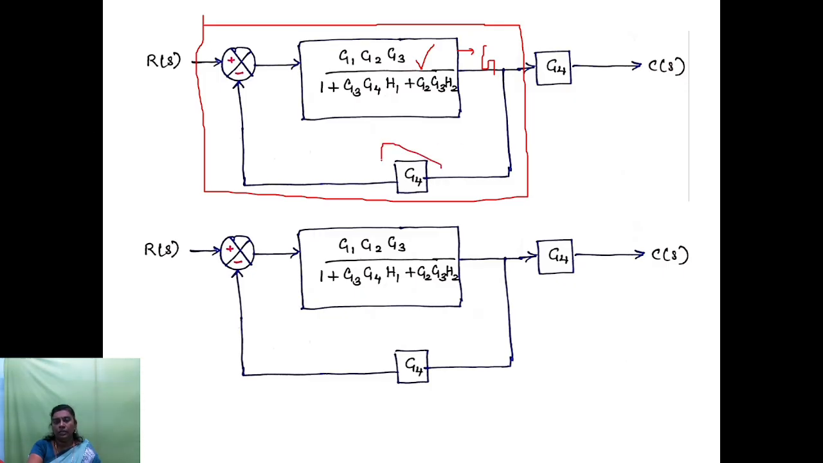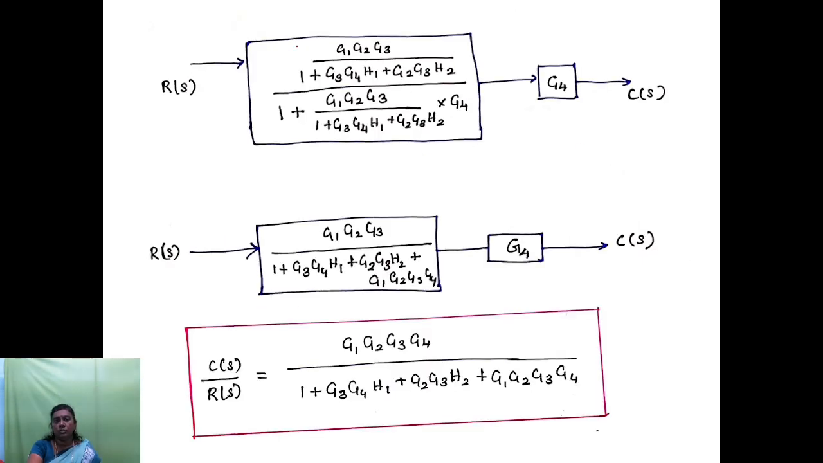In the feedback path we are having the gain G4. So we have to use the negative feedback formula, so that we will be getting a single block. So finally we have reduced to a single block, and this G4 is present here as it is.